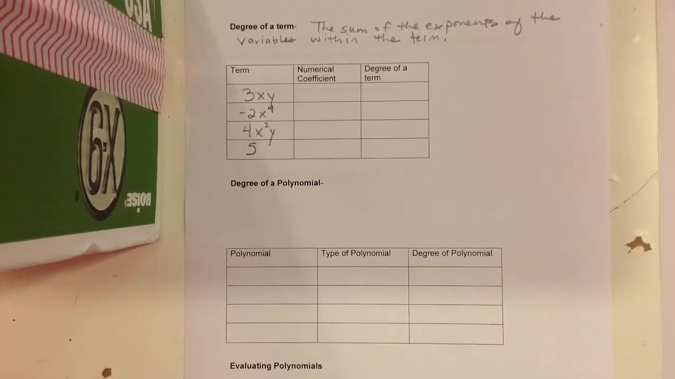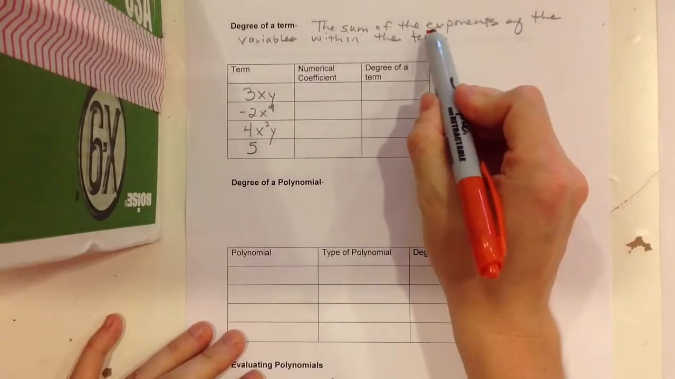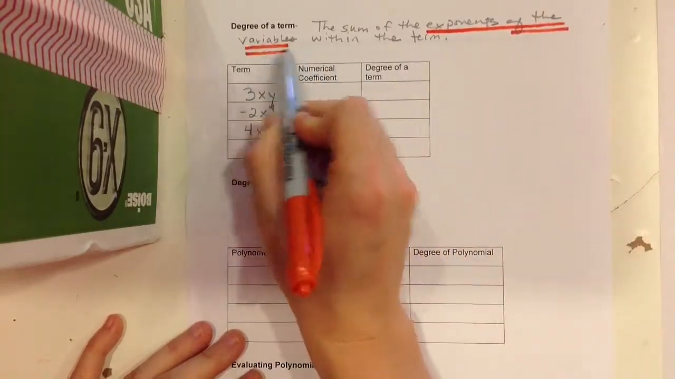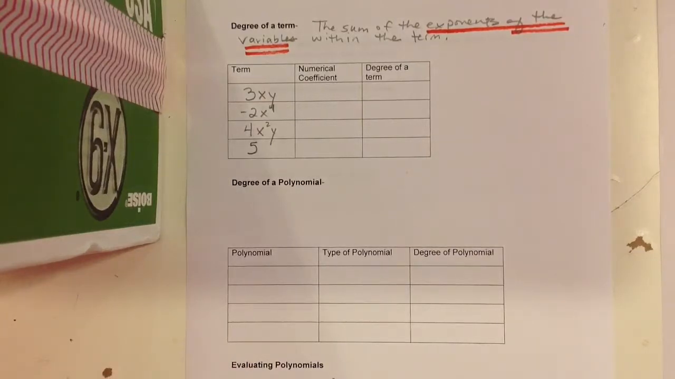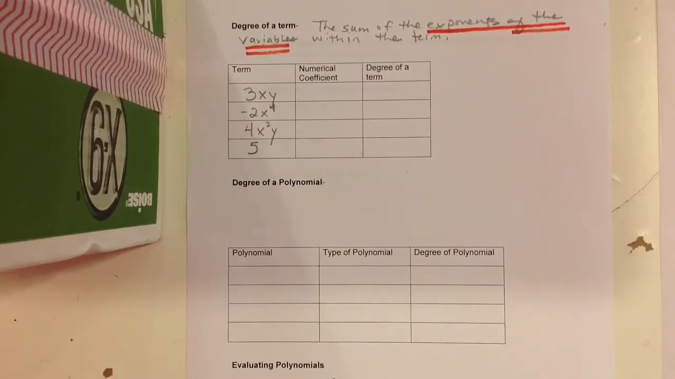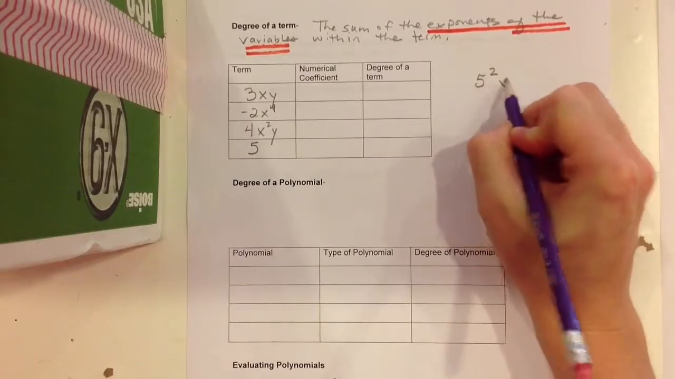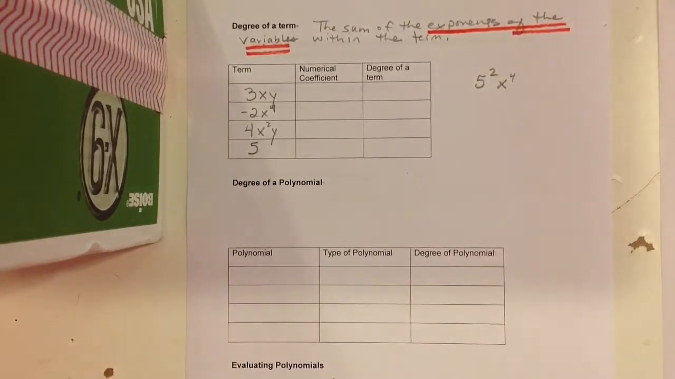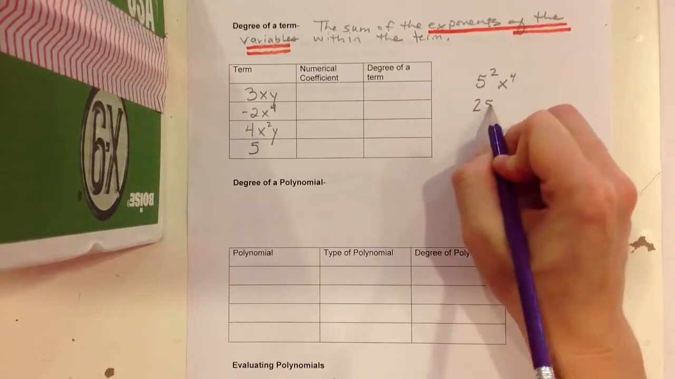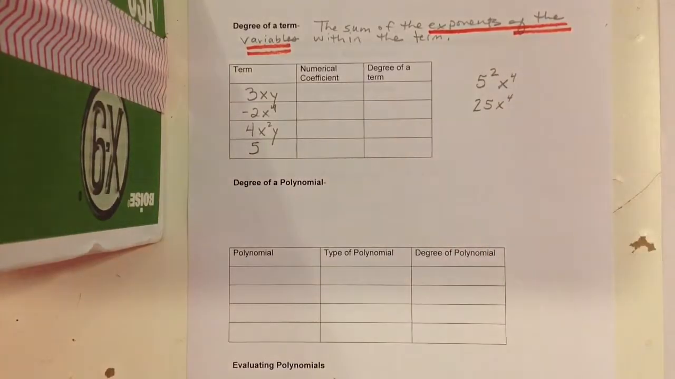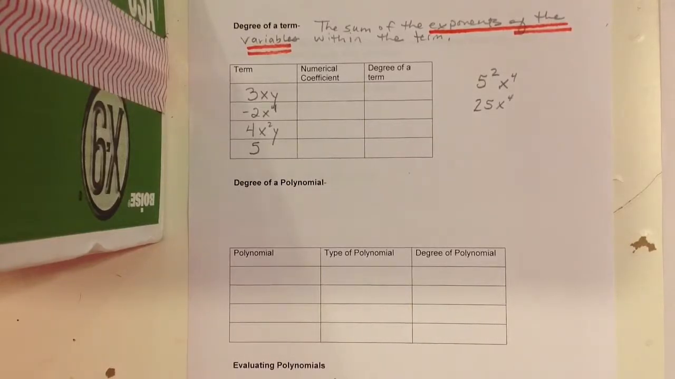That's very important that you note that we are only looking at the exponents of the variables. We're not looking at the exponents in the entire term. Only the ones that are on the variables are important. So if you had an example like 5 squared x to the fourth, that 5 squared doesn't make a difference on the degree of the term because I can simplify that 5 squared to 25, and so it's kind of like it doesn't exist if you simplify it. So only look at the exponents of the variables when you're doing the sum.